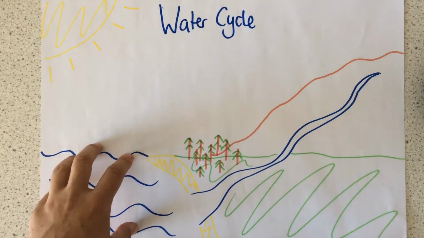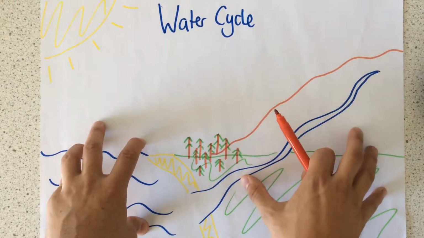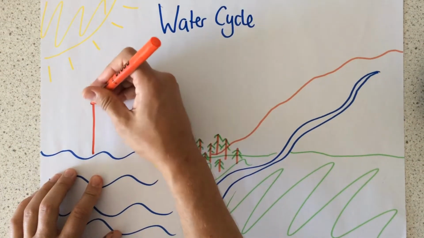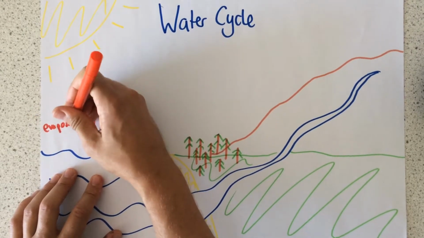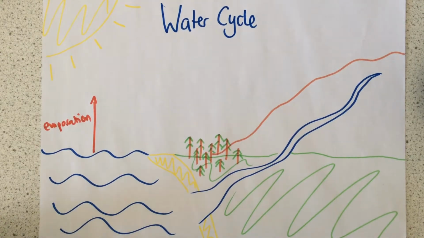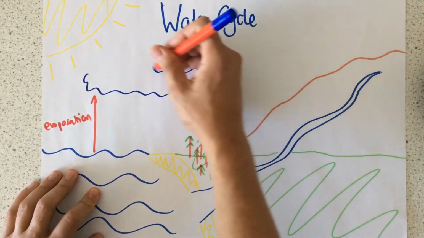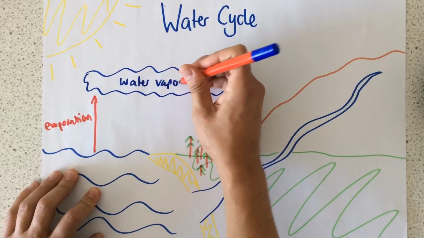Now, I'm going to start by talking about the water in the sea. And this could also be water on the land. The thermal energy from the sun causes a lot of that water to evaporate. So we have evaporation. So that's a lot of this water turns from liquid to a gas because of the thermal energy from the sun. Now that causes water to turn into a gas called water vapor.